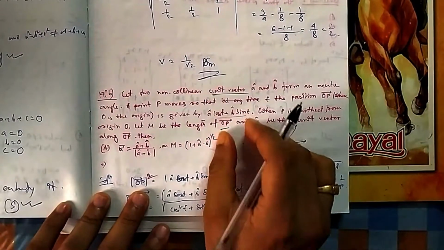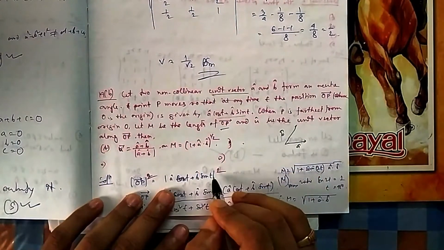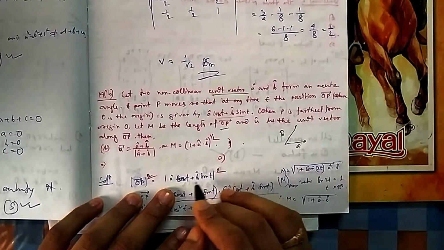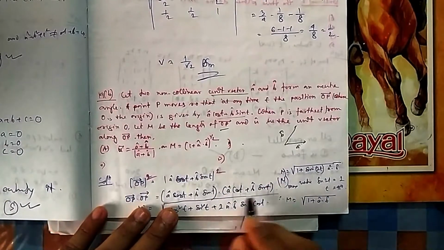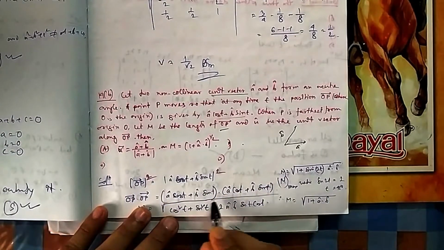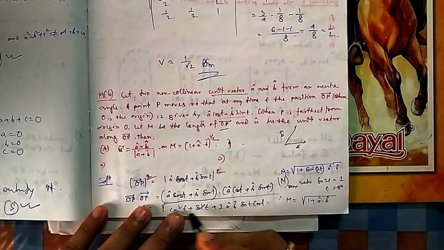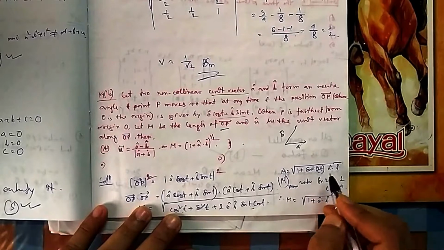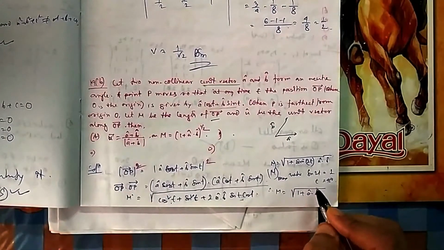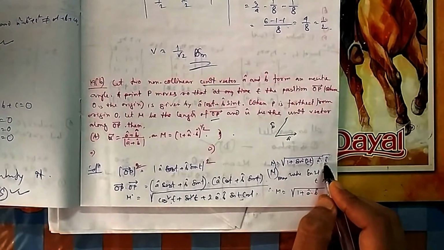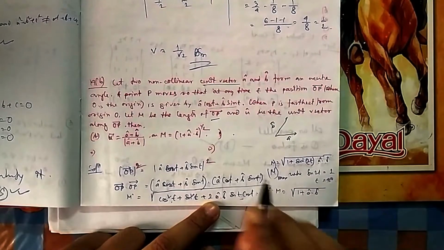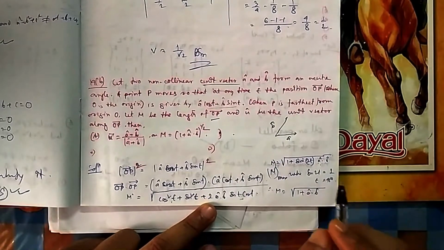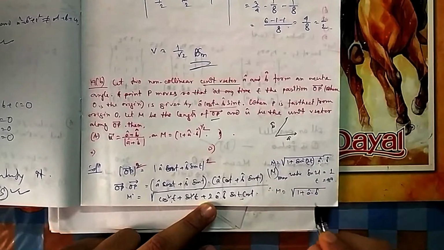Now what is OP square? If you find the magnitude of this square, that means this dot this. So if you dot it with this one, what will be this? A dot A, because it is a unit vector, so it will be cos square plus sin square, then 2 A dot B sin t cos t. So this is 1. You don't know the value of A dot B because you don't know the angle. You know magnitude of A, magnitude of B. So this is the M.